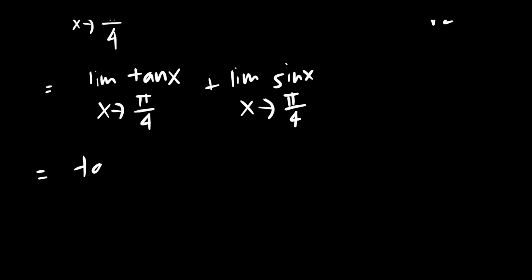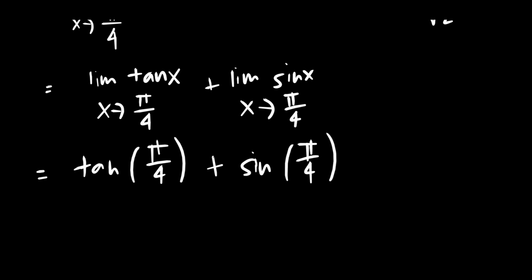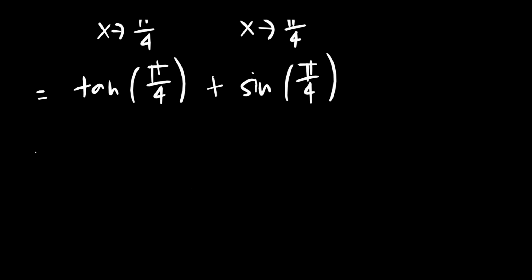So tan pi over 4 plus sin pi over 4. So these two terms are trigonometric functions. So we'll use our scientific calculator in radian mode. In radian mode, because of the angle pi over 4, which is in relation to pi. So by scientific calculator, tan pi over 4 is just equal to 1.